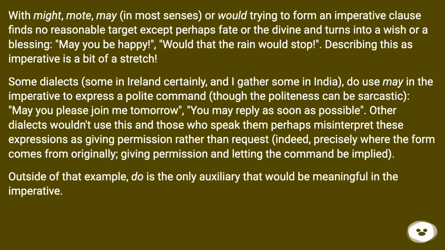Some dialects, some in Ireland certainly, and I gather some in India, do use may in the imperative to express a polite command, though the politeness can be sarcastic. May you please join me tomorrow? You may reply as soon as possible. Other dialects wouldn't use this, and those who speak them perhaps misinterpret these expressions as giving permission rather than request, indeed, precisely where the form comes from originally, giving permission and letting the command be implied. Outside of that example, do is the only auxiliary that would be meaningful in the imperative.